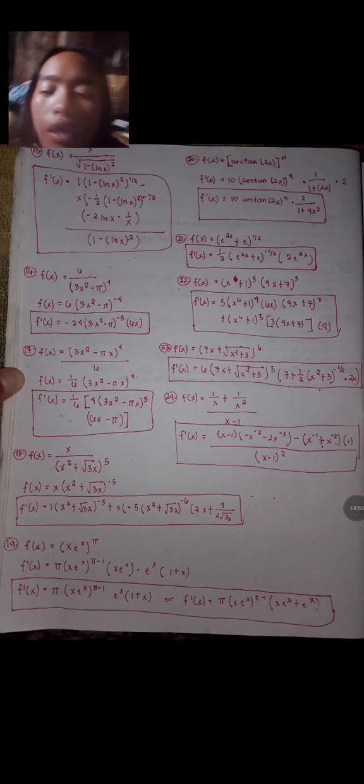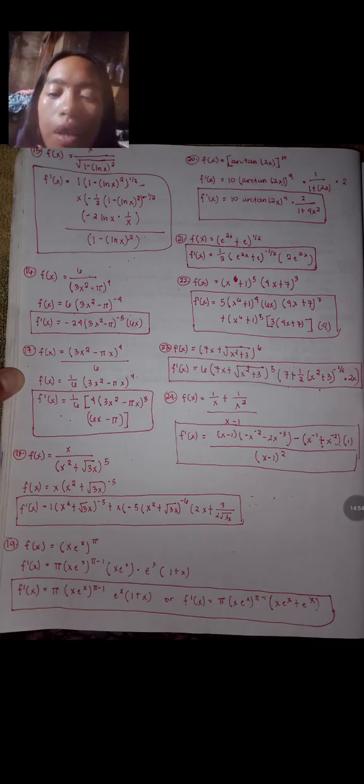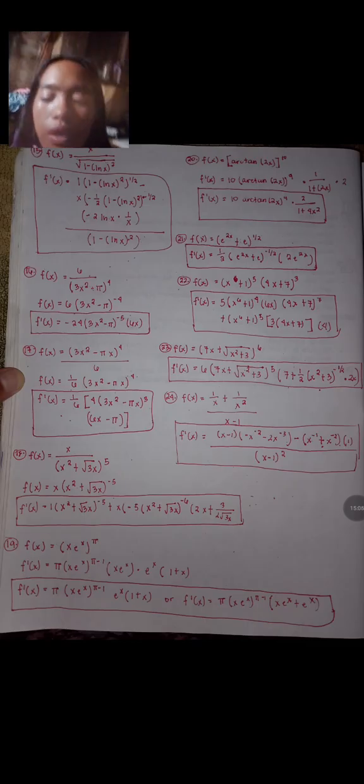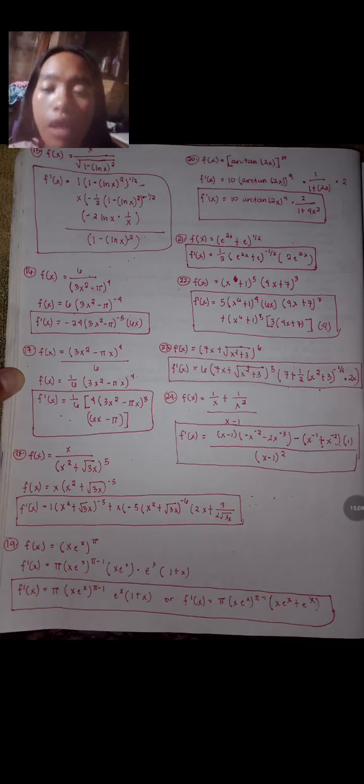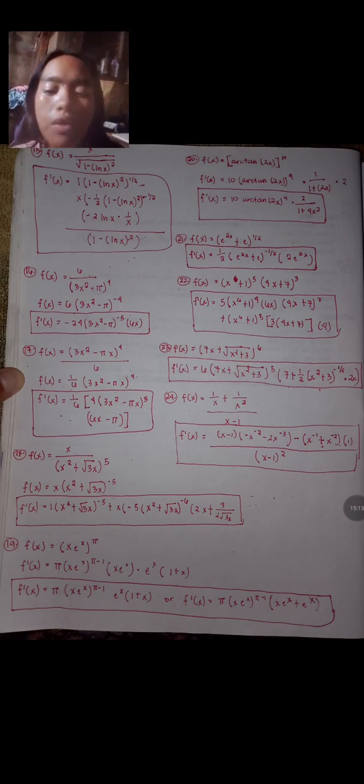So in number 19, in the lower part, we have the problem f of x is equal to the quantity of x e raised to x, raised to pi. So this is quite complicated, no? But we can still follow the chain rule in order for us to solve this.